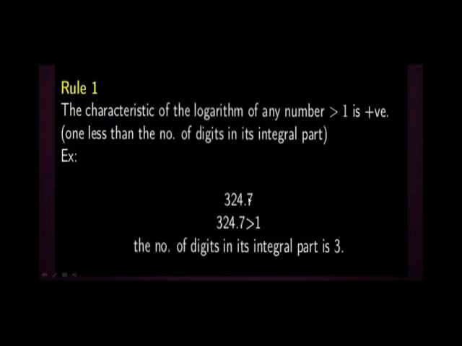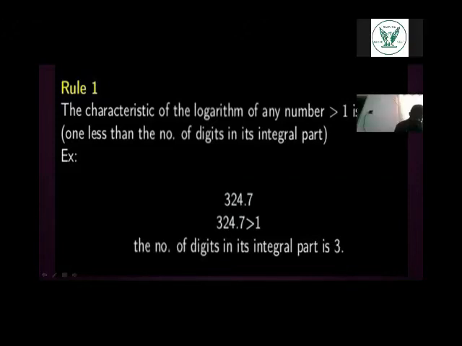Now consider an example, 324.7. First consider 324. As we all know, this 324 is greater than 1. And how many digits are there in its integral part? Its integral part contains 3 digits: 1, 2, 3.